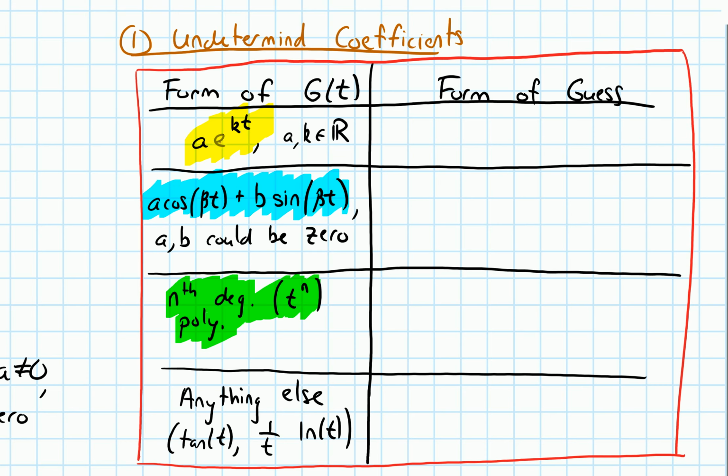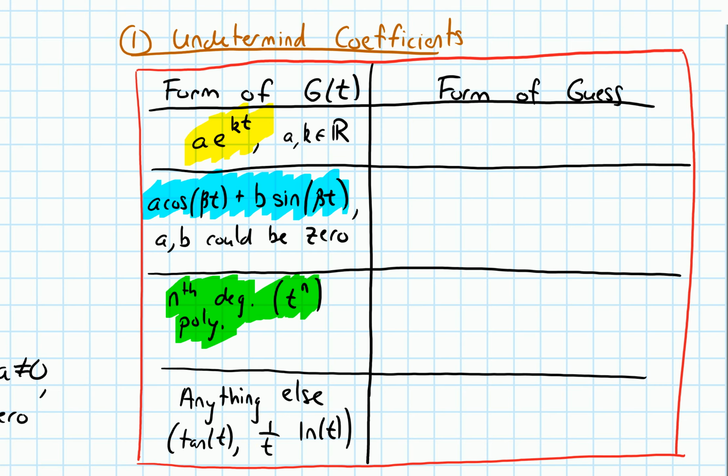Okay, so for functions of these three forms, and also for products, sums or differences of functions of these forms, the method of undetermined coefficients is really helpful. For anything else, so things like tangent of t on the right-hand side, or 1 over t, or ln of t, things that are not these three categories, undetermined coefficients is not going to be helpful.